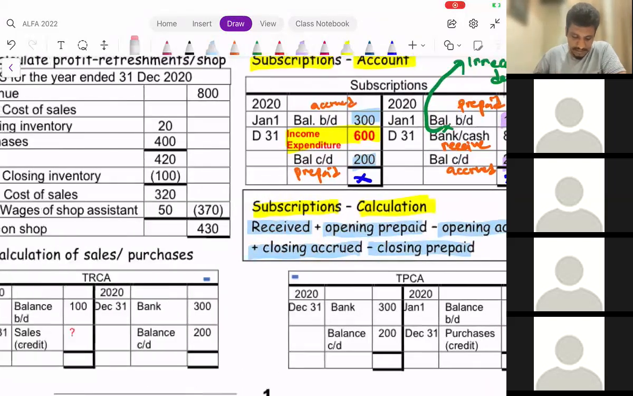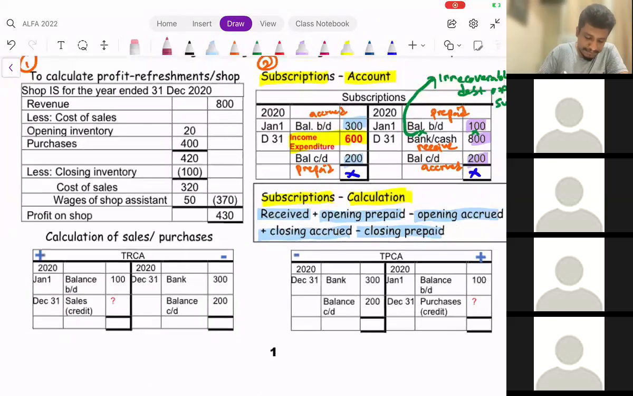Next, you need to know how to calculate purchases or sales. For this, you can use the trade receivable control account and trade payable control account. I believe you know how to do trade payable and trade receivable control accounts. We learned this in a few chapters.